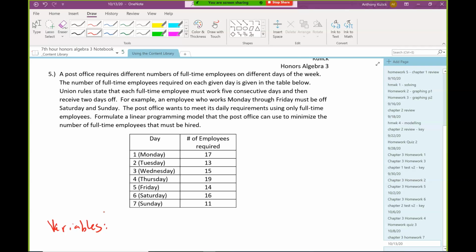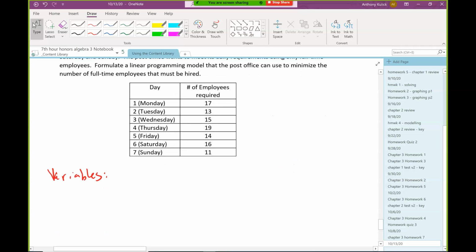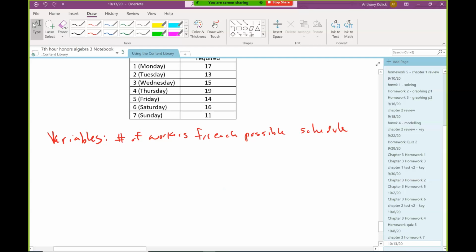Okay, that could be one variable. What would another variable be? Okay, so basically you're talking about the number of workers that work each possible schedule, right? That's the key there, yes. So the variables are going to be the number of workers for each possible schedule.